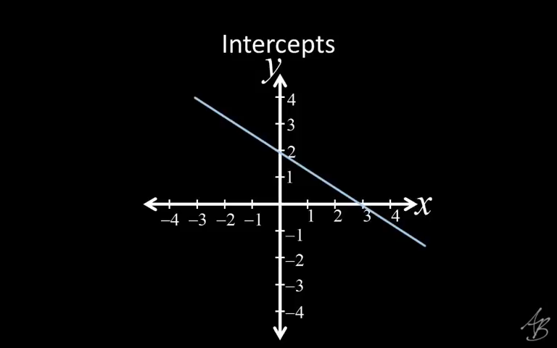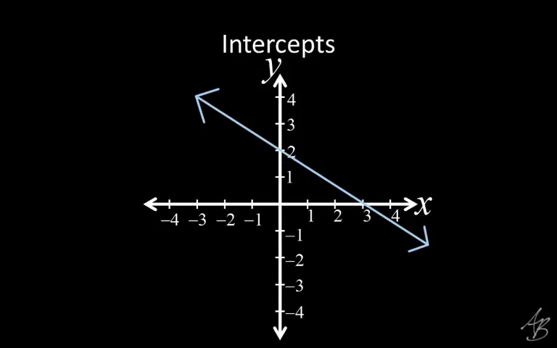Sorry, let me fix it real quick. What's the y-intercept of the line right there? Okay, Libby said 2. Why is it 2, Libby? Because that's where the line crosses 2. Yeah, so if you look at where the line crosses the y-axis, it crosses where y equals 2. So we would say the y-intercept equals 2.